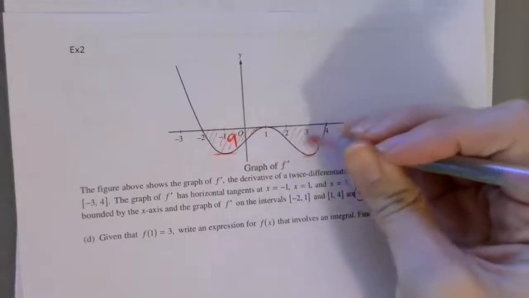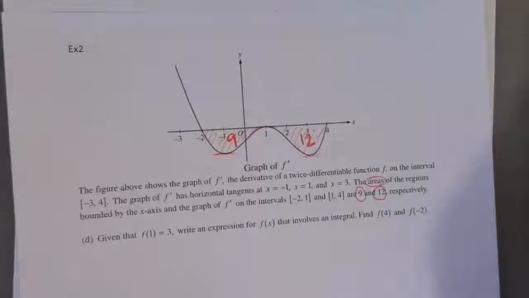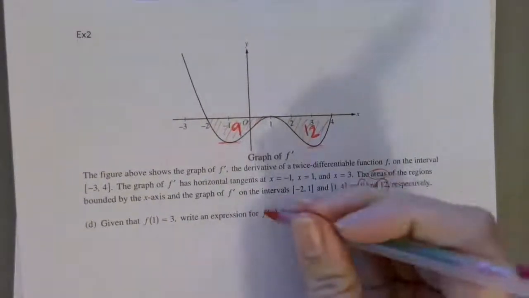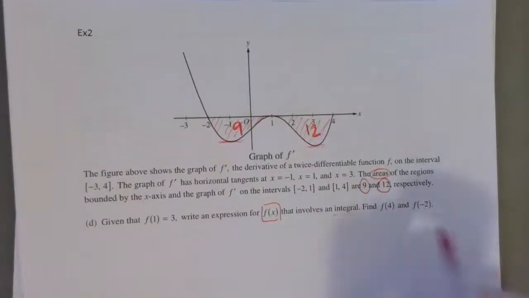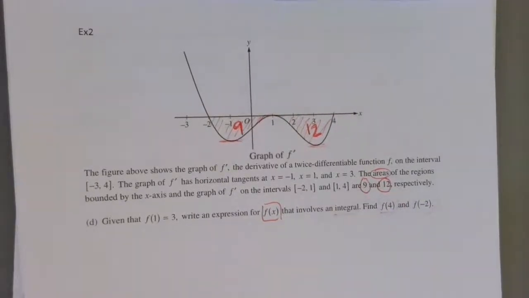And this area here, and that part is 12. Okay. Given that f of 1 equals 3, write an expression for f of x that involves an integral. Then find f of 4 and f of -2.